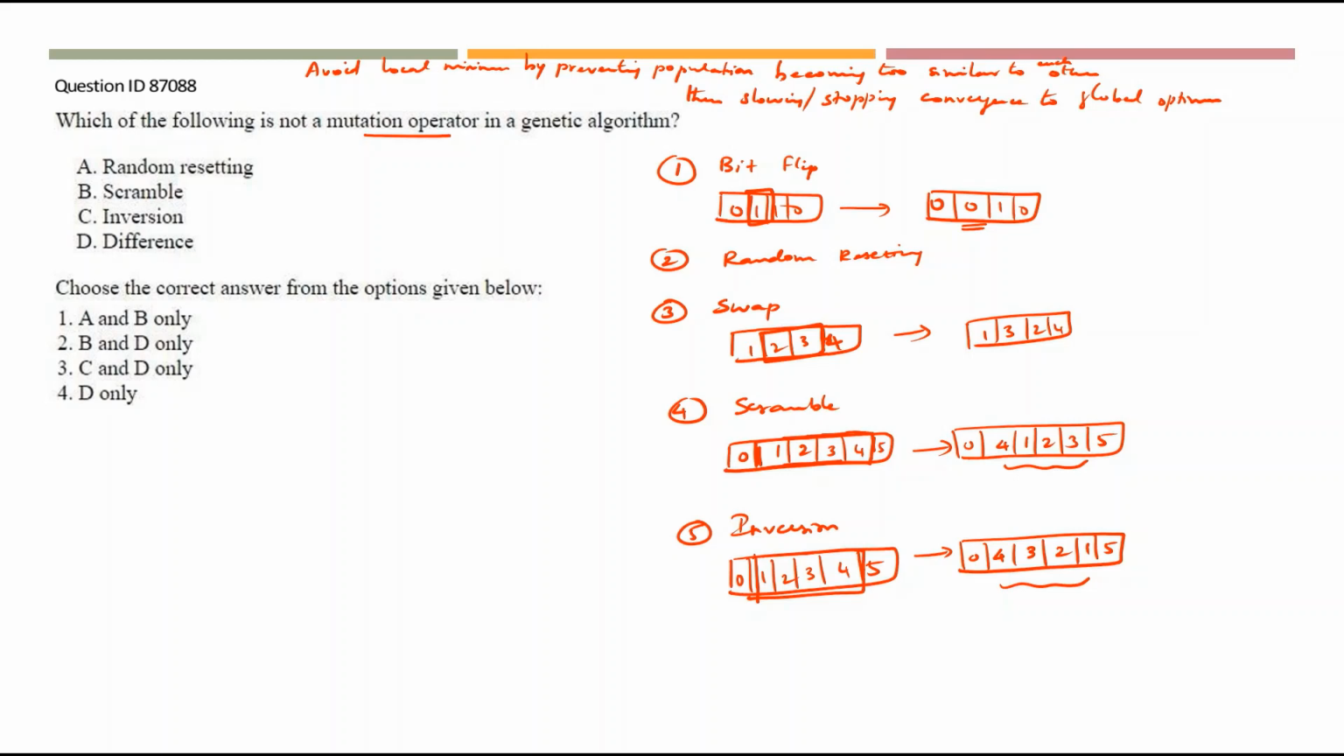Now let's check which is not a mutation operator. Random resetting is there, scramble is there, inversion is there. Difference is not a mutation operator. When A, B and C are mutation operators, we can rule out option 1, 2 and 3. D only will be the right answer.